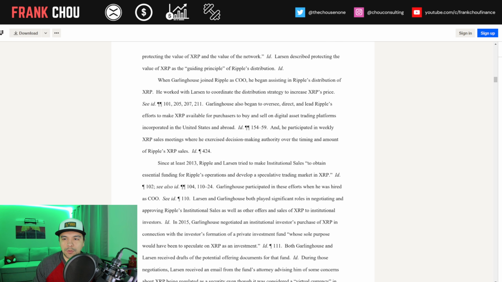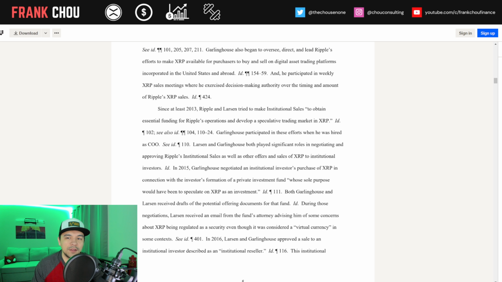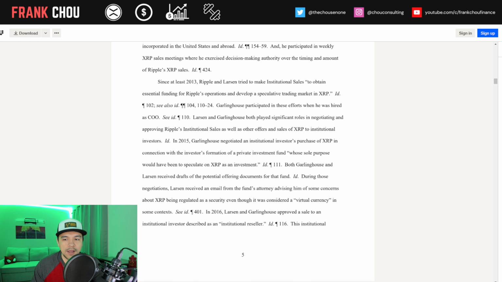When Garlinghouse joined Ripple as COO, he began assisting in Ripple's distribution of XRP. He worked with Larsen to coordinate the distribution strategy to increase XRP's price. Garlinghouse also began to oversee, direct, and lead Ripple's efforts to make XRP available for purchasers to buy and sell on digital asset trading platforms incorporated in the U.S. and abroad. And he participated in weekly XRP sales meetings where he exercised decision-making authority over the timing and amount of XRP sales.